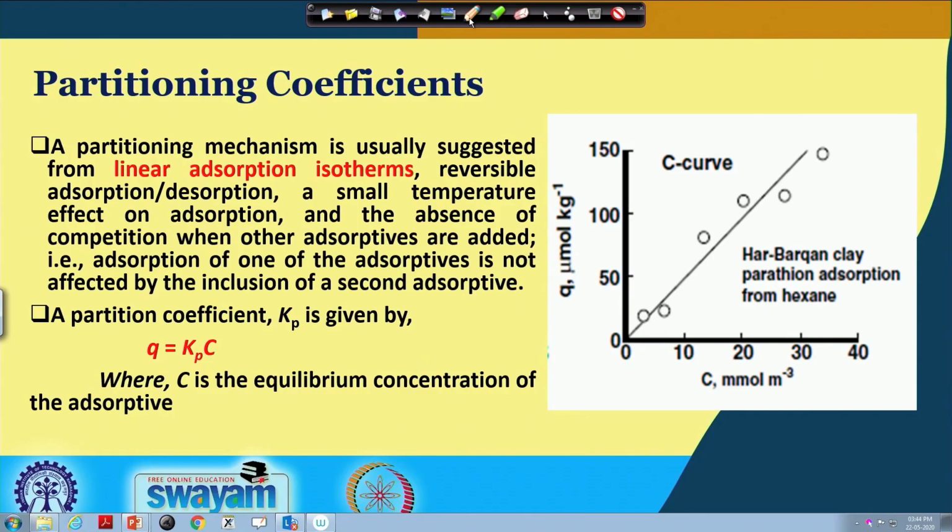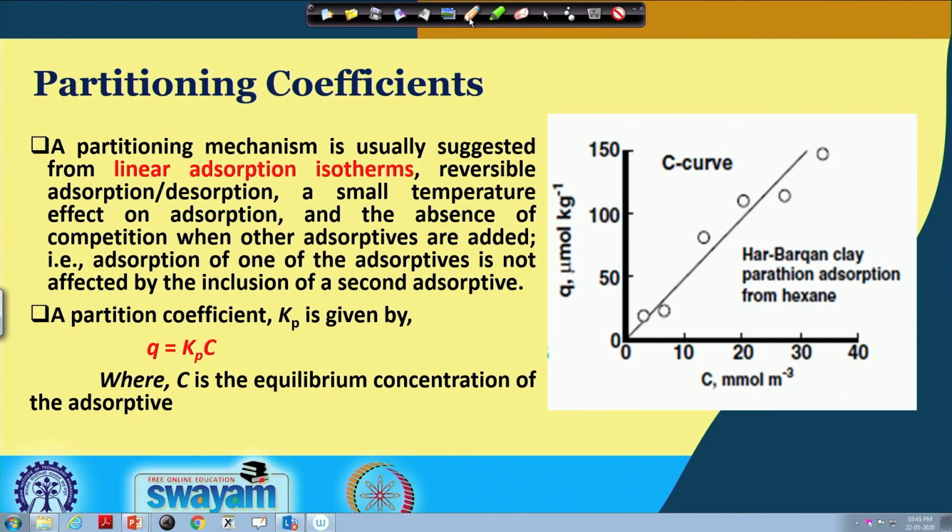If you see in the slide, a partitioning mechanism is basically suggested from linear adsorption isotherms. In the previous lecture we have seen the C-type linear adsorption isotherms. This shows the partitioning mechanism, and these linear adsorption isotherms are reversible, showing reversible adsorption and desorption, a small temperature effect on adsorption, and the absence of competition when other adsorptives are added. That means adsorption of one adsorptive is not affected by the inclusion of a second adsorptive.